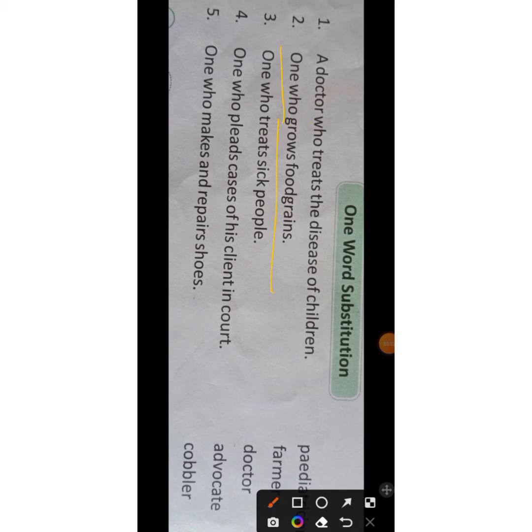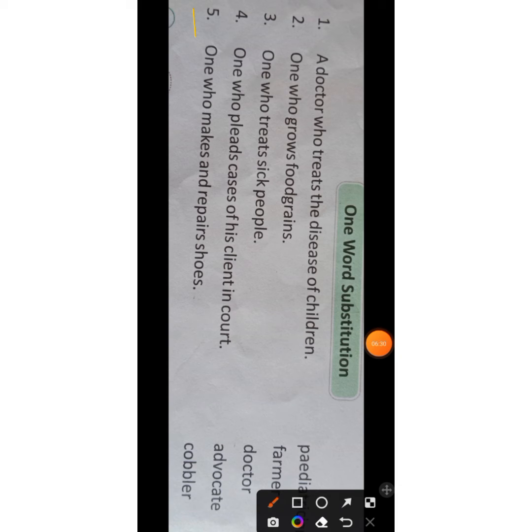A person who grows food grains means crops. That person is called farmer. And number three, one who treats sick people. A person who treats sick people or ill people is called doctor. And number four, one who pleads cases of his client in court. A person who takes case of his client, that is advocate.